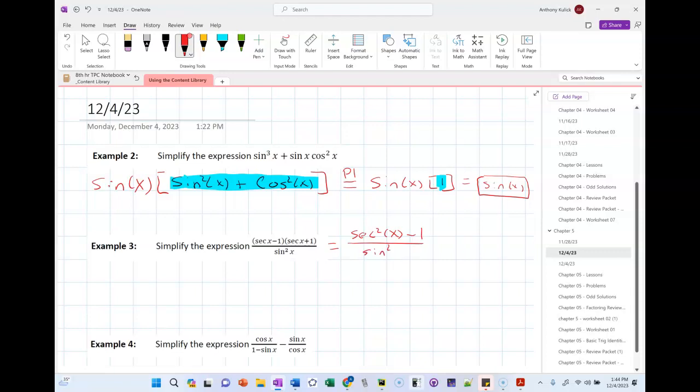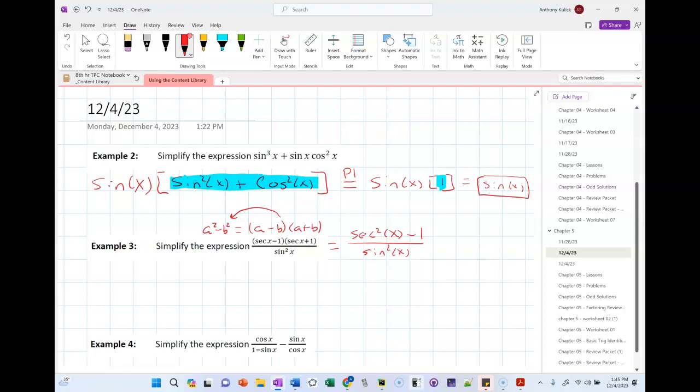And you say, Mr. Kulik, how am I supposed to do that in my head? Well, hopefully, once I point this out to you, you recognize that that is a difference of 2 squares. Remember that factoring pattern from last year when you factored quadratics? So I'm just using it to go that direction. But I know that a squared minus b squared is equal to a minus b times a plus b. So if I have a minus b times a plus b, that has to equal a squared minus b squared. So I'm just using that factoring pattern to go in the other direction.